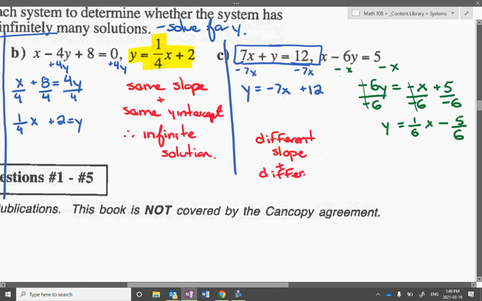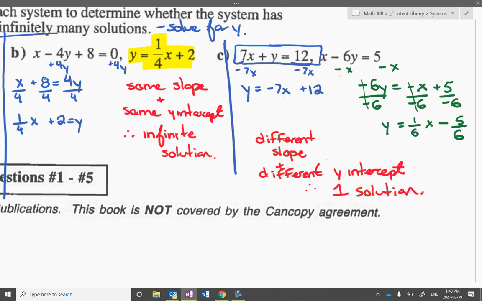It doesn't matter if they're both positive or not. As long as everything's different, they will cross at some point. So what that means is there's one solution. It could be way down the road, but at some point they will cross as long as the slope is different and your intercept is different.